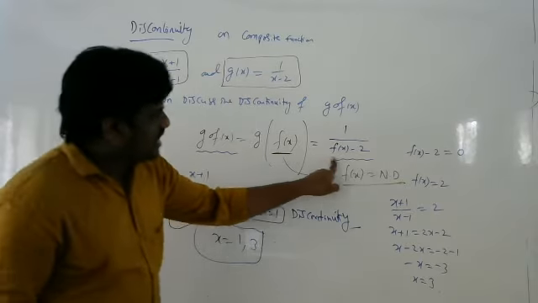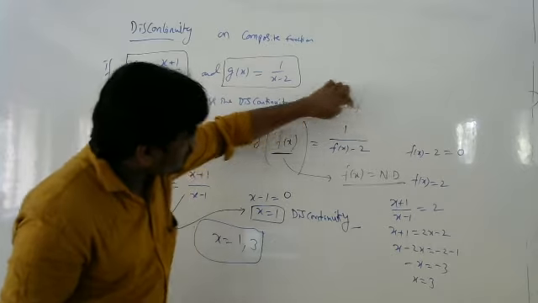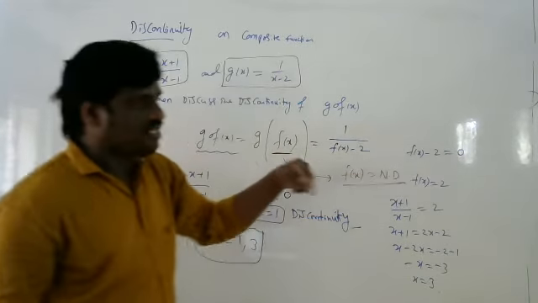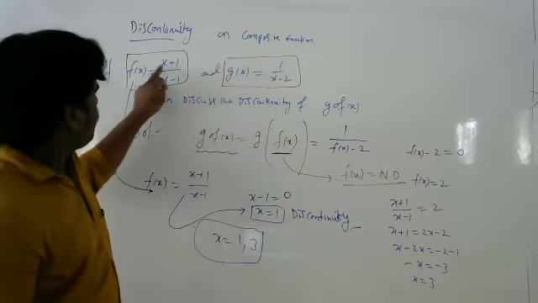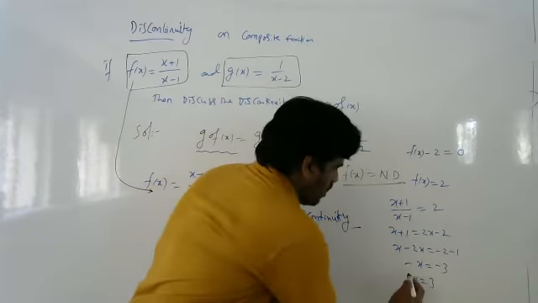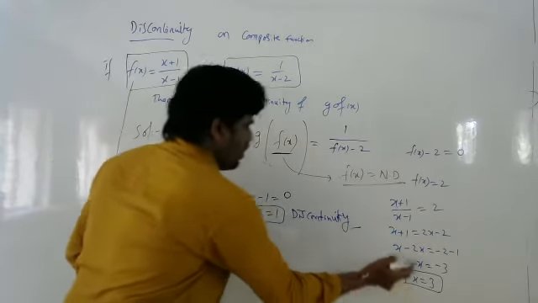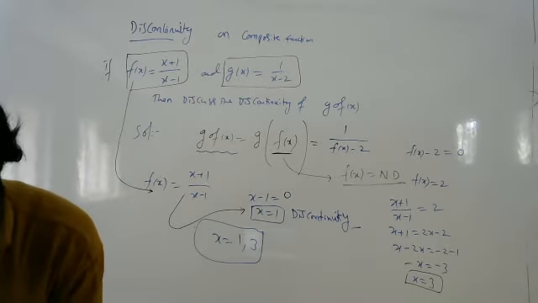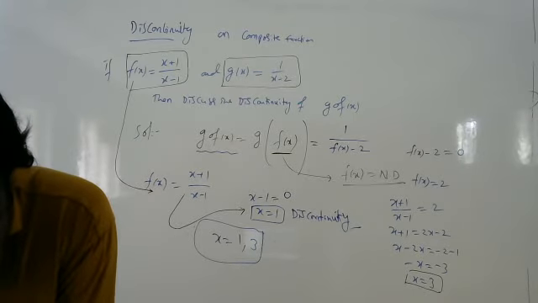Now, what is the condition when g circle f of x is not defined? When the denominator is 0. So f of x minus 2 is 0, meaning f of x is equal to 2. What is f of x? (x plus 1) upon (x minus 1) equal to 2. What x value did I get? x is equal to 3. So x is equal to 1 and x is equal to 3: the function is discontinuous there. Did you understand? Yes, understood. Others?